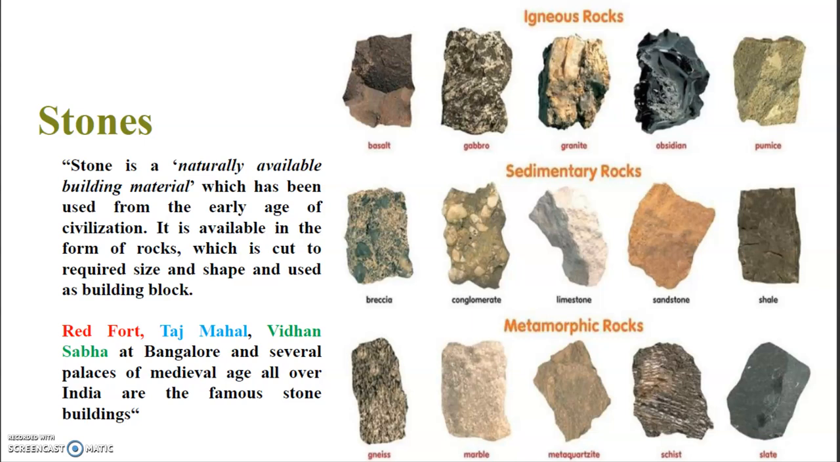Stone is a naturally available building material which has been used from the early age of civilization. It is available in the form of rocks which is then cut into required shape and dimension and then used as a building block. Red Fort, Taj Mahal, and Vidhan Sabha at Bangalore, and several other places of medieval age all over India are the famous stone-based buildings. So here in this list you can see the types of rocks which are available: igneous rocks, sedimentary, and metamorphic, which you have already studied in your schooling's geography subject.